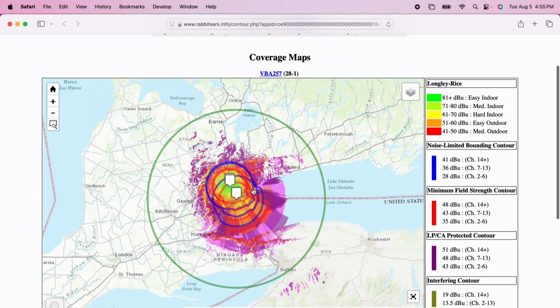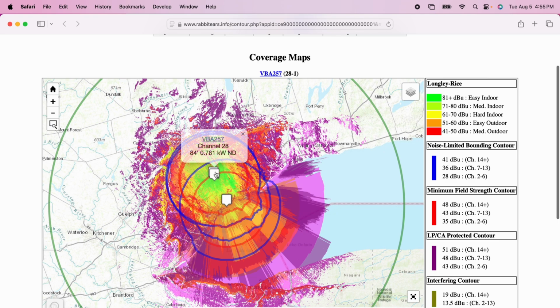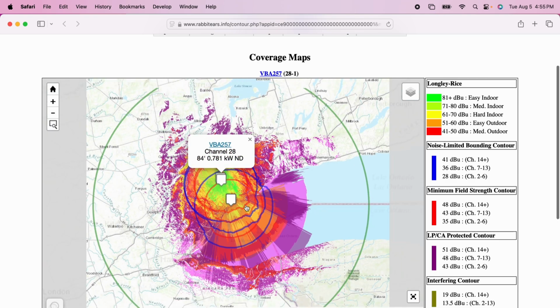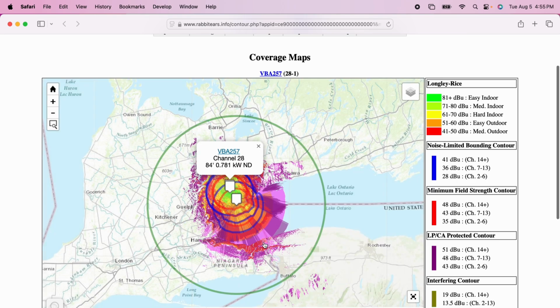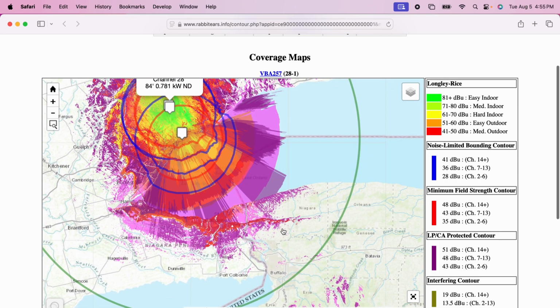VBA257 is the call sign of Canada's only ATSC 3.0 station, and I happen to live relatively close to it because I am in the Buffalo region. VBA257 consists of a single frequency network of three ATSC 3.0 broadcasts that are all timed perfectly and working together. It's kind of a little bit like mesh Wi-Fi, except for broadcast.